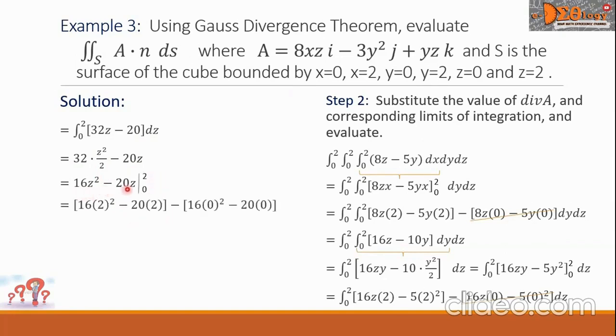We evaluate the function with respect to 2, that is for the first group, minus we evaluate the function with respect to 0, that is for the second group. In the second group, because of the 0, this will be cancelled. Then we simplify the first group. So we have this 64 minus 40, and we have 24 as the final answer.